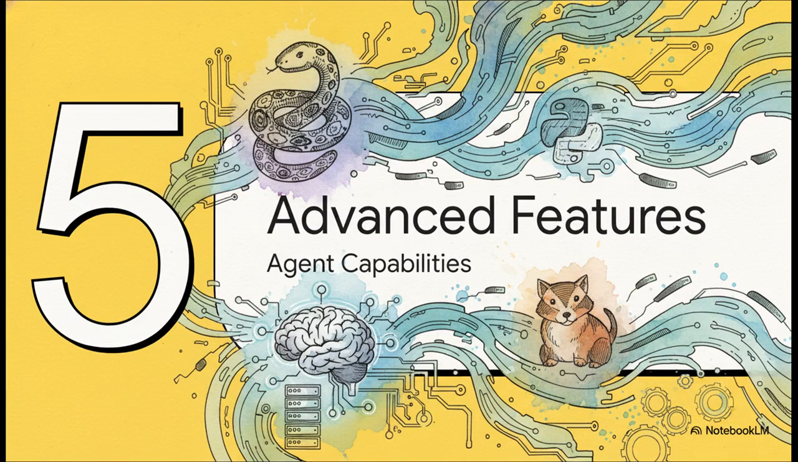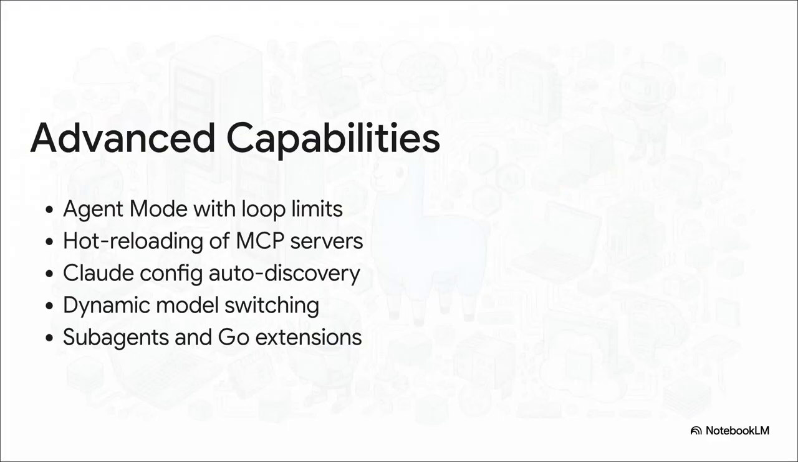Section 5. Advanced Agentic Features. Okay, let's dive into the advanced features that the Python and Go clients unlock for power users, because this is where things get really exciting. Both MCP and Kit pack a massive punch. They offer an agent mode, which allows the model to iteratively call tools in a loop, with a configurable limit, of course, so it doesn't get stuck forever.